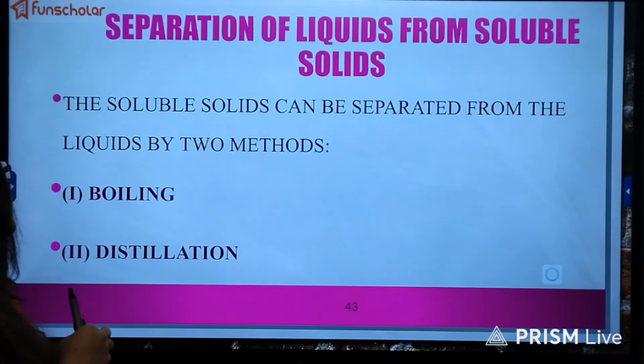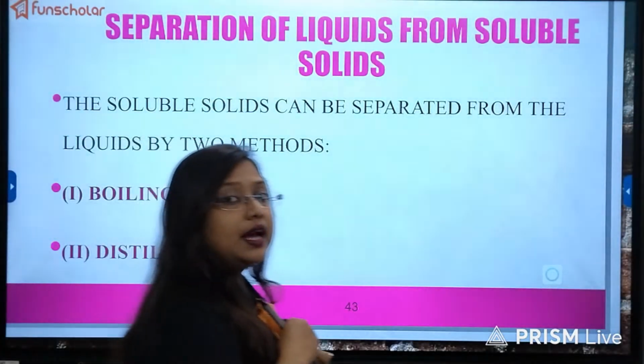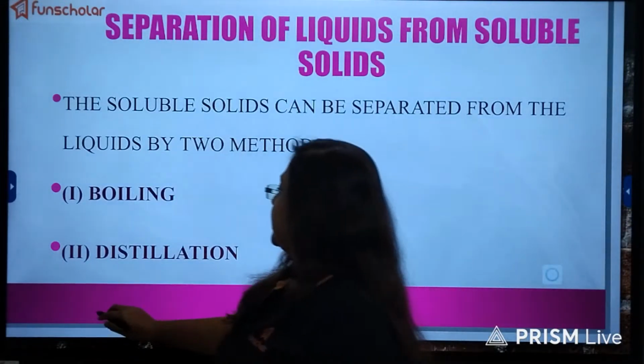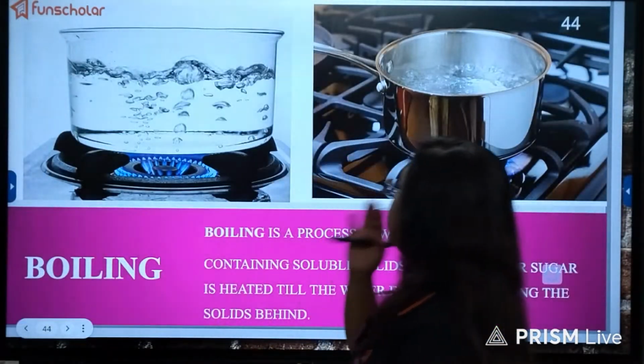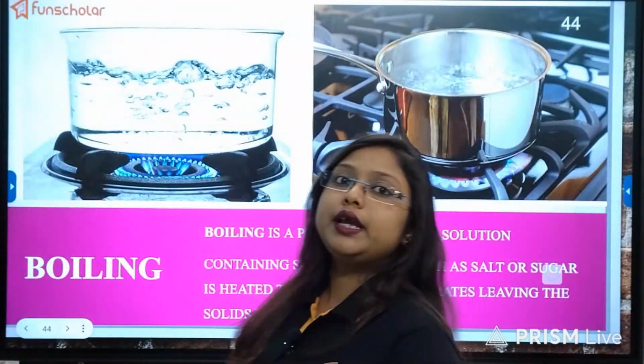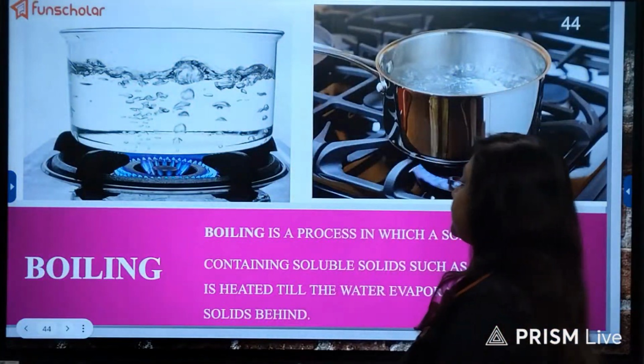The soluble solid can be separated from the liquid by two methods. First one is boiling and second one is distillation. Okay. Let's learn this topic in detail. First one is boiling. We have already watched the video of boiling in our previous video. So do watch that as well.